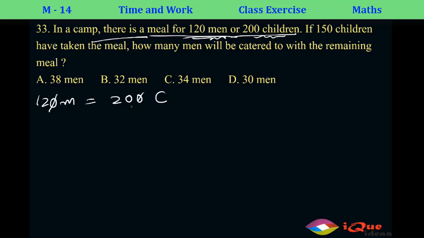So 0 0 cancelled. 4 cancels 12 3 times, so 3 men. And 4 cancels 20 5 times, so 5 children. So 3 men are equal to 5 children. Alright, this is the relation between the efficiencies of men and children in completing the meal.